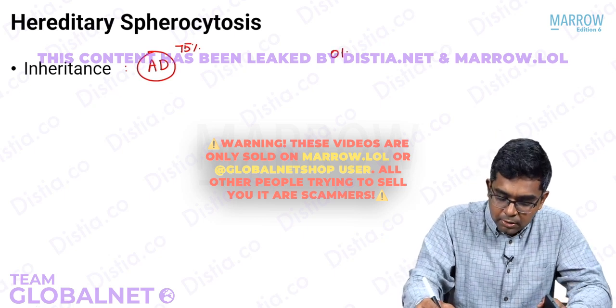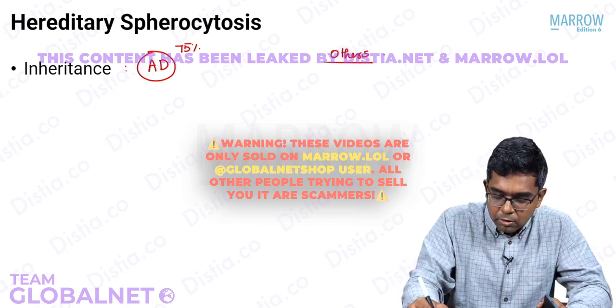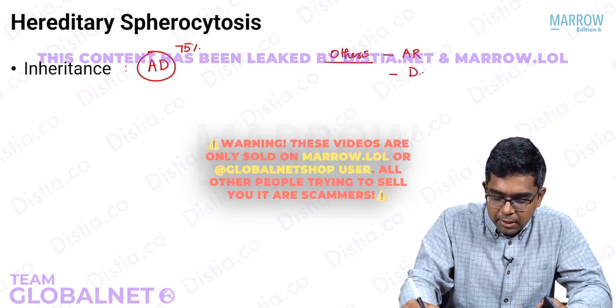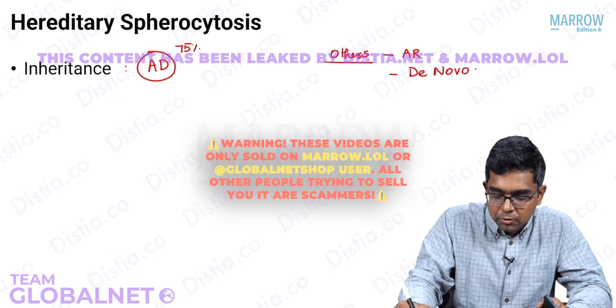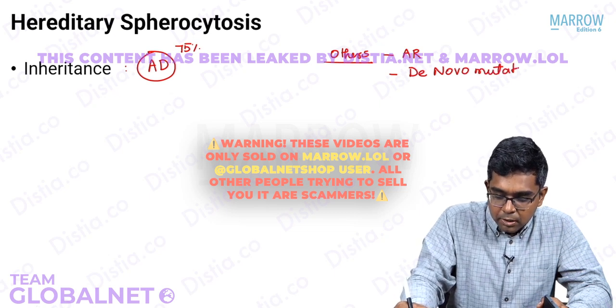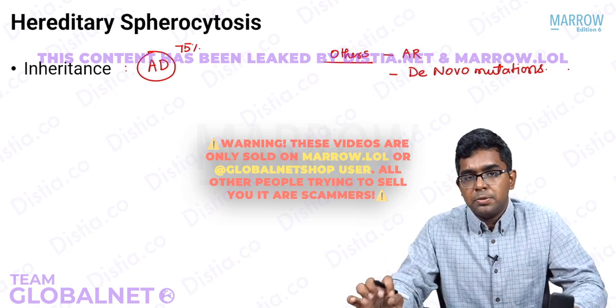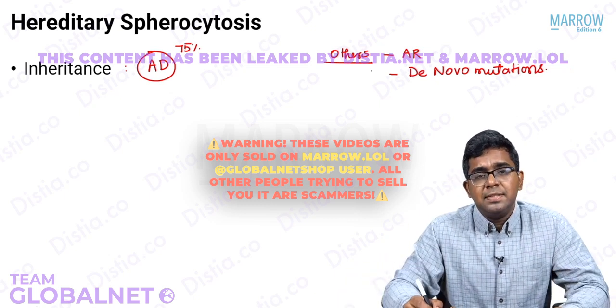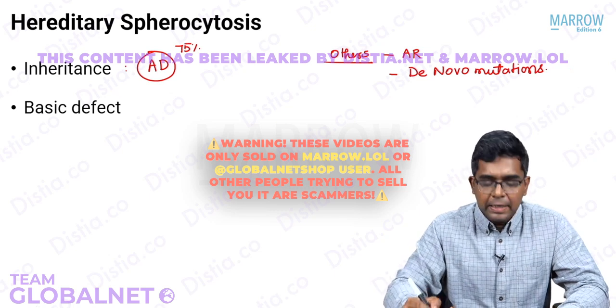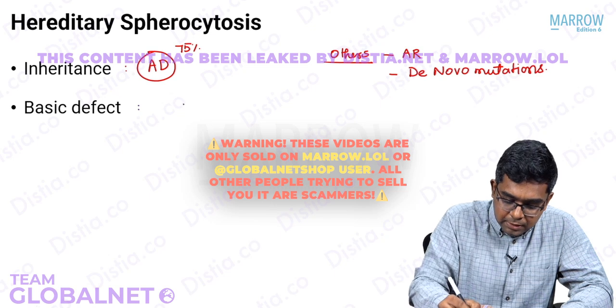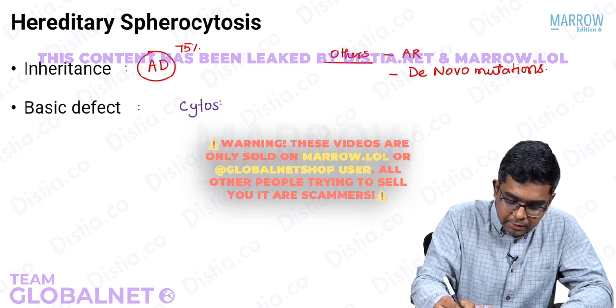Okay, so the other categories include autosomal recessive, which is rare, as well as the other rare form, which is de novo mutation, that is new mutation occurring in the child. But practically if you are asked to choose one option, choose autosomal dominant. What is the basic defect in hereditary spherocytosis? It is in the shape of the RBC, or what I am going to write as cytoskeleton defect.